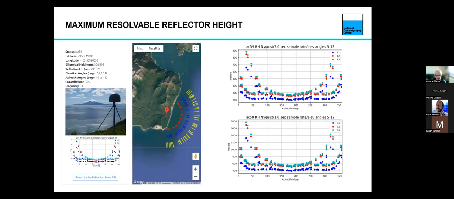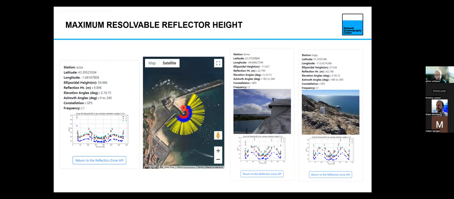We look at a few others. So what does it mean in terms of other heights? You know, what are more normal heights? On the left, this is one that's about 10 meters above sea level. 30-second sampling says that you should be able to resolve up to about 15 meters for L1. The one here in Bermuda, we're going to go up to about 22 meters.